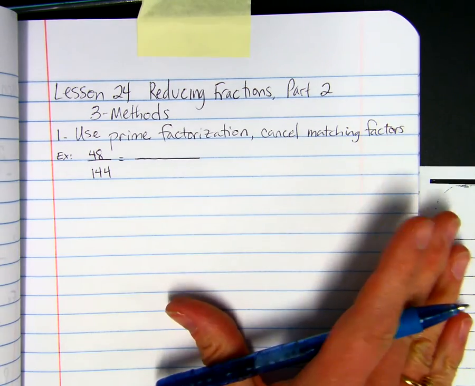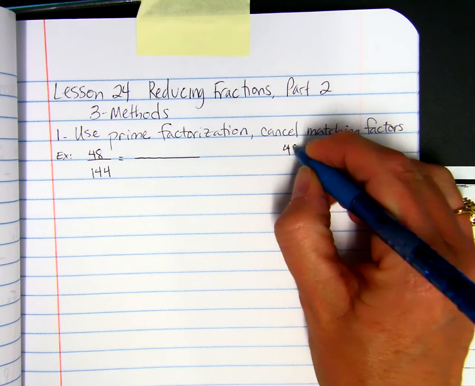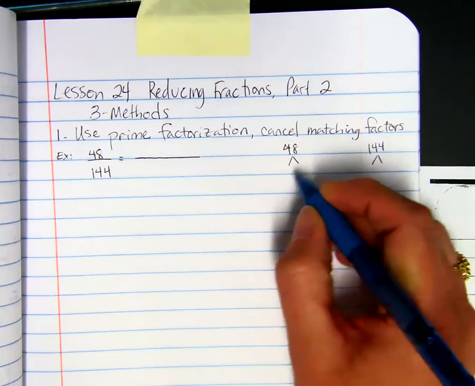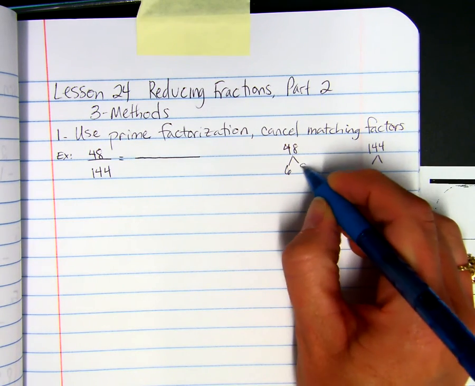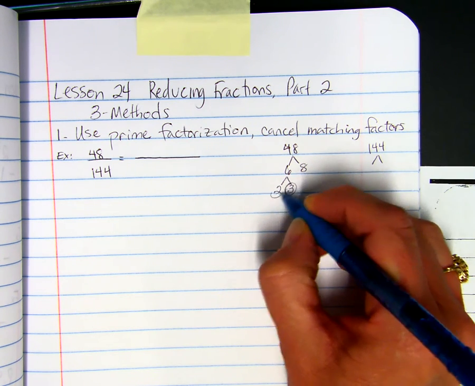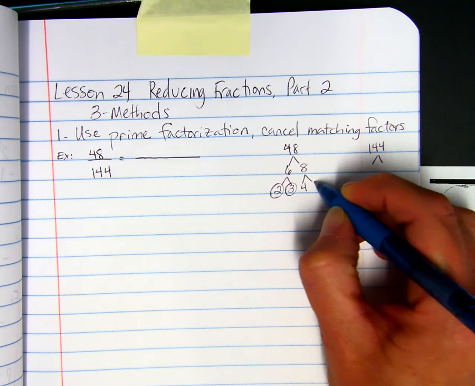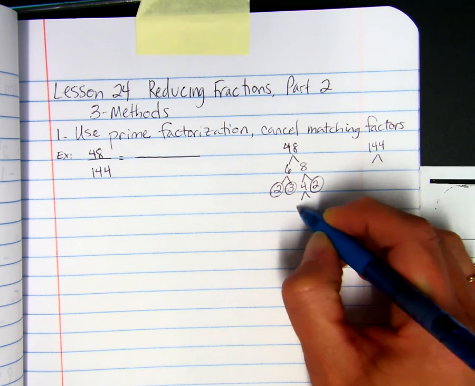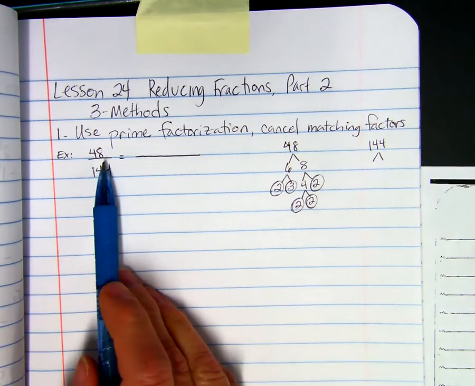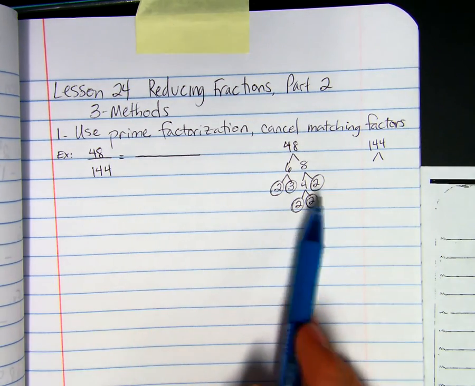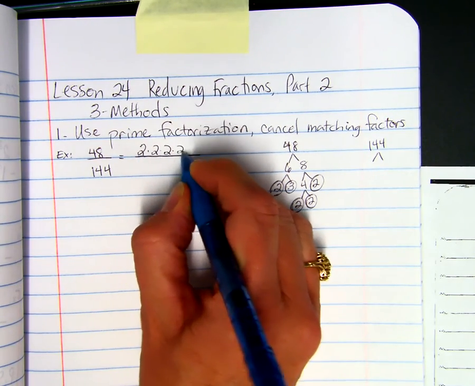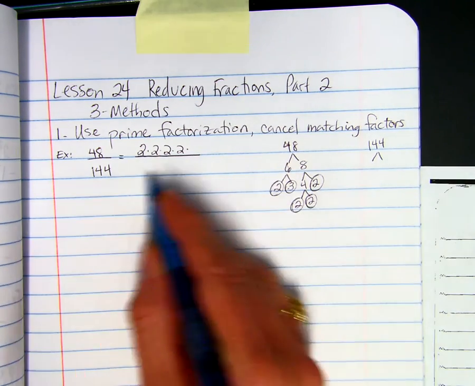So off to the side, I'm going to do the factor tree for 48 and for 144. So let's see, 48 can be 6 times 8. 6 is 2 times 3, and those are prime, so we circle them. 8 is 4 times 2. 2 is prime. And 4 is 2 times 2, which is also prime. So with 48, I'm going to write these all out without exponents. I'm just going to do 2 times 2 times 2 times 2, 1, 2, 3, 4, and then times 3.